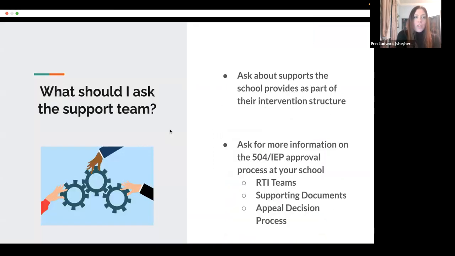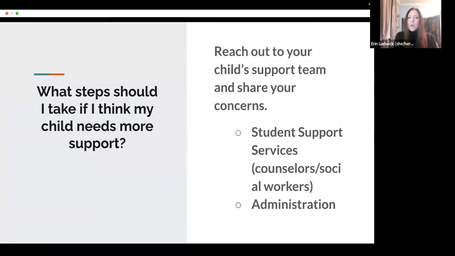All right, so what should I ask the support team? Or, can you go back one? I think I took what steps. Yes, there we go. So another question was, what steps should I take if I think I need this plan? First step would be to reach out to your student support team.